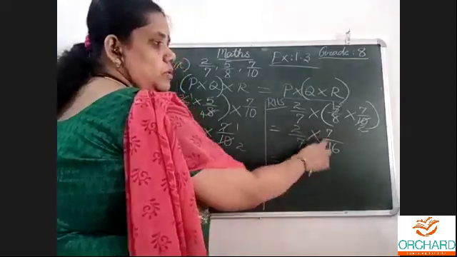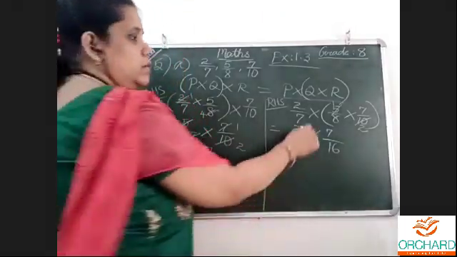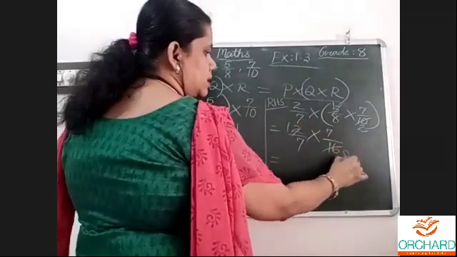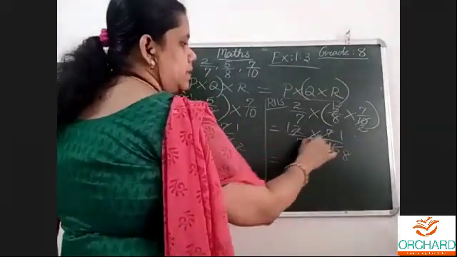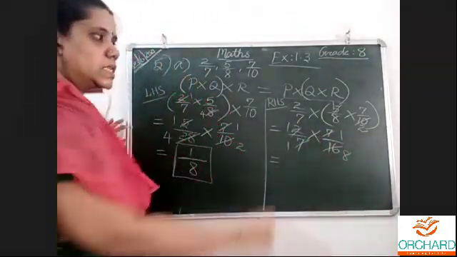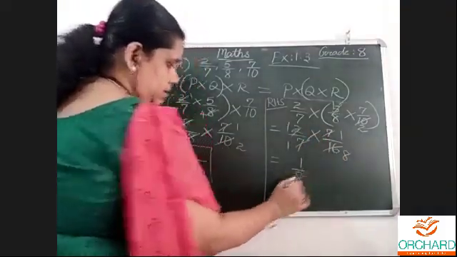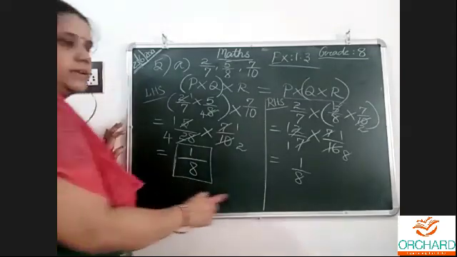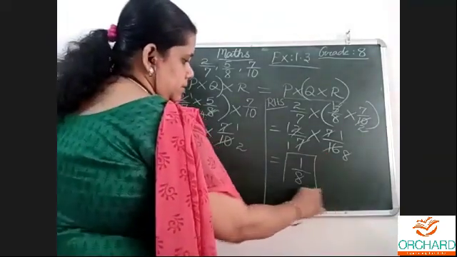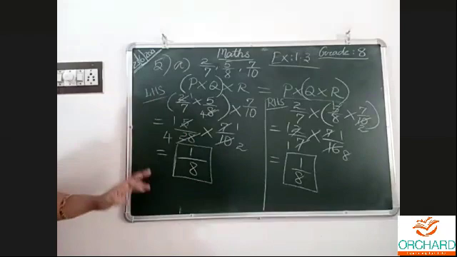Now what to do? This we have to cancel. 1 2s are 2. 8 2s are 16. 1 7s are 7. 1 7s are 7. So 1 1s are 1. 1 8s are 8. Look at the number here. 1 by 8, 1 by 8.